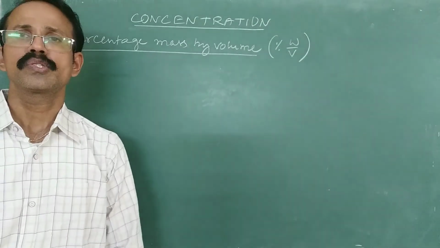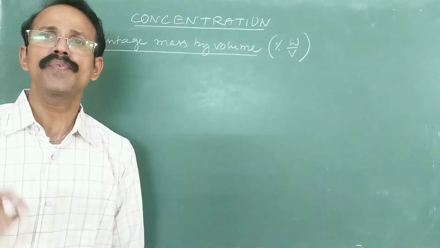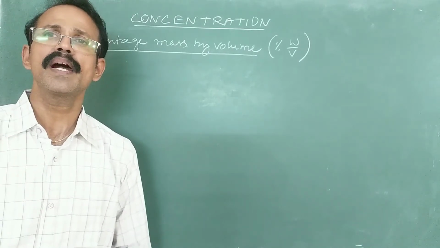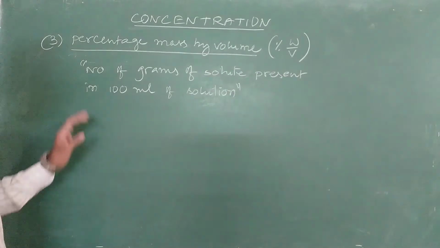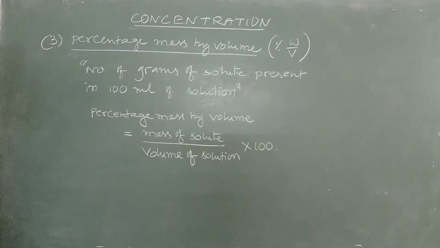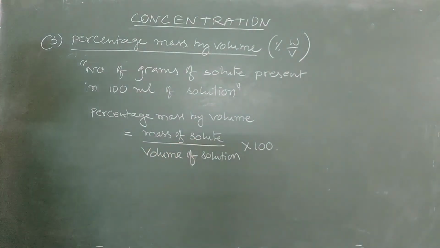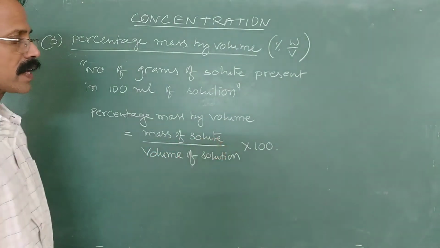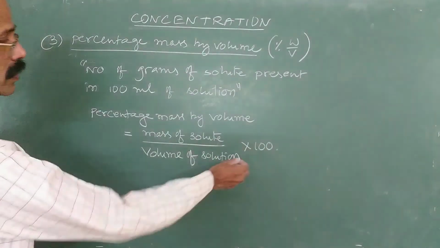It is defined as the number of grams of solute present in 100 milliliters of the solution. Percentage mass by volume of the solution is given by mass of solute in grams divided by volume of the solution in milliliters, multiplied by 100.